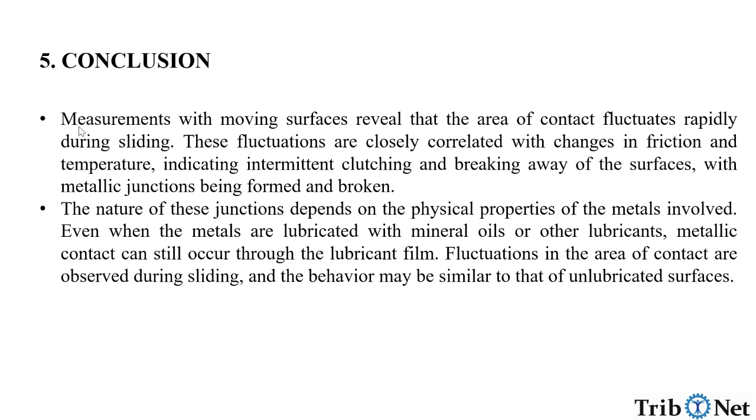And what were the conclusions? The measurements with the moving surfaces revealed that the area of contact fluctuates rapidly during the sliding, and these fluctuations are closely correlated with the changes in the friction and temperature, indicating intermittent clutching and breaking away of the surfaces, with metallic junctions being formed and broken. The nature of these junctions depends on the physical properties of the metals involved.